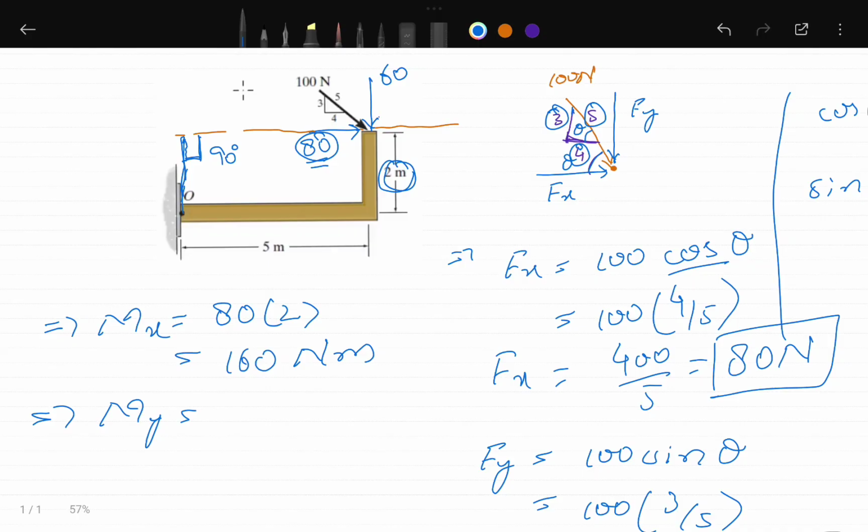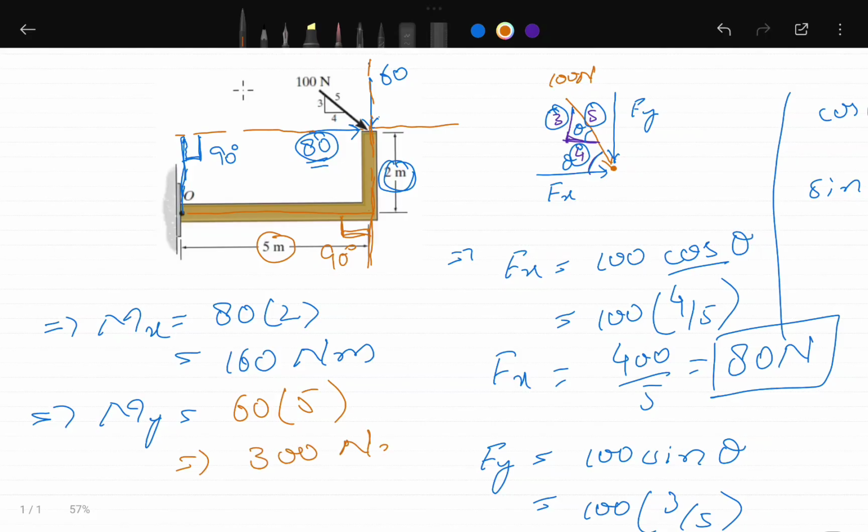Similarly for the y force, let me draw the line of action for this vertical component. Once I have the line of action, I find the perpendicular distance, this one. This is the 90-degree angle that we got, and the perpendicular distance is given as 5 meters. So we take 60 as the force multiplied by the perpendicular distance, and we get 300 Newton meter.